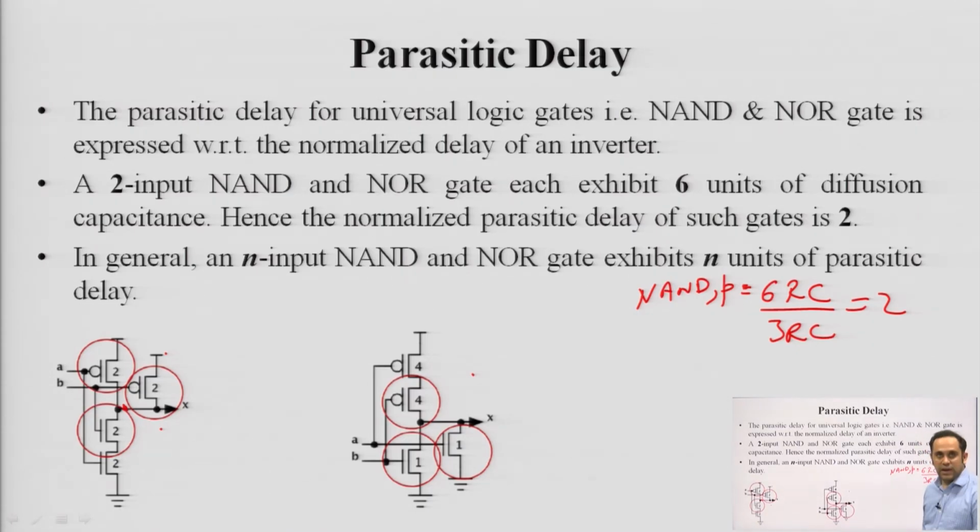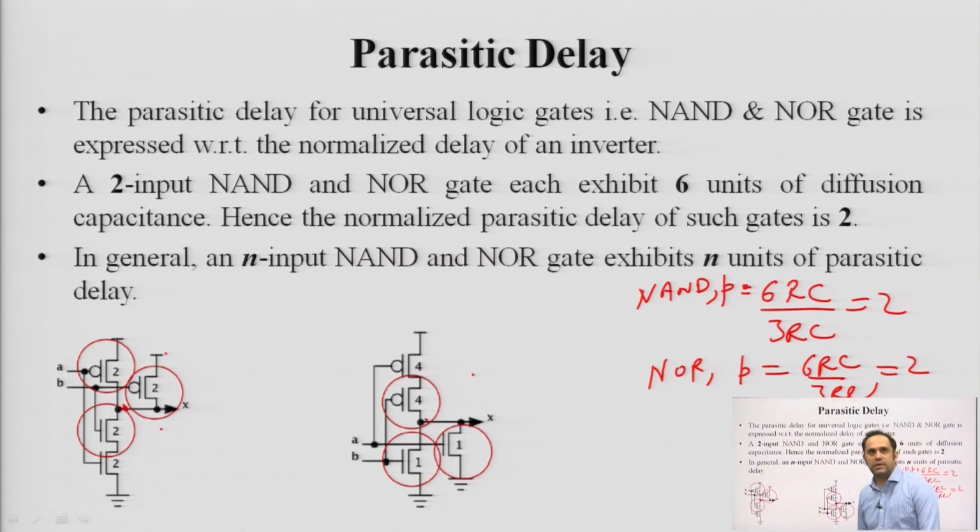Similarly, for a NOR gate, this PMOS is connected to the output node, these 2 NMOS are connected to the output node, but this PMOS is not connected. This is basically connected to a constant power supply VDD. So, for a NOR gate, I am going to get 4 plus 1 plus 1, 6RC of diffusion capacitance at the output node. If I normalize, I divide by the parasitic delay of an inverter, and I get 2 units.